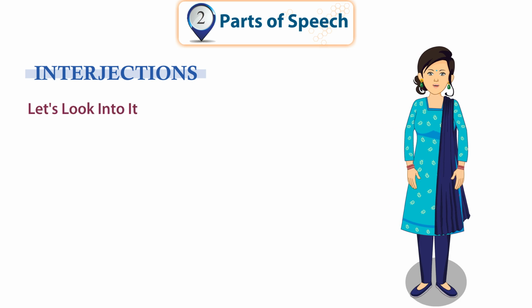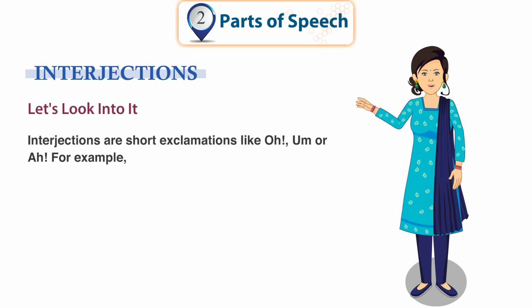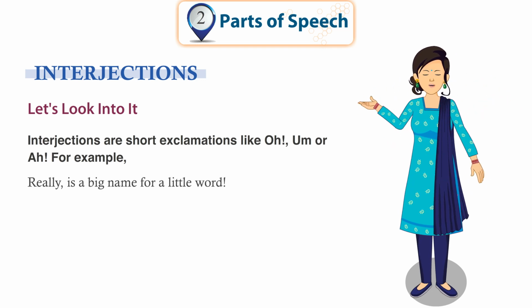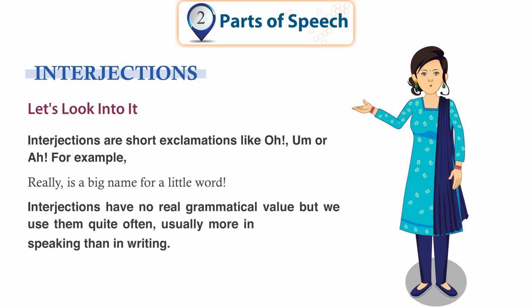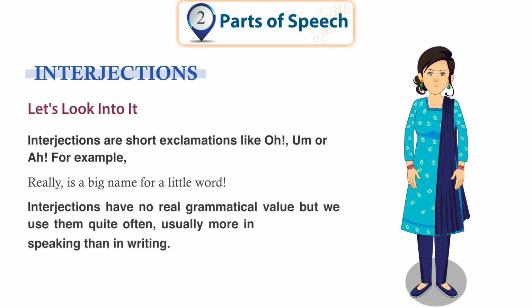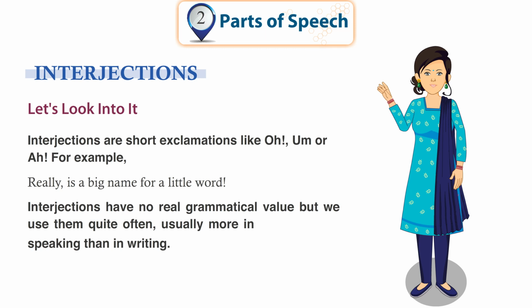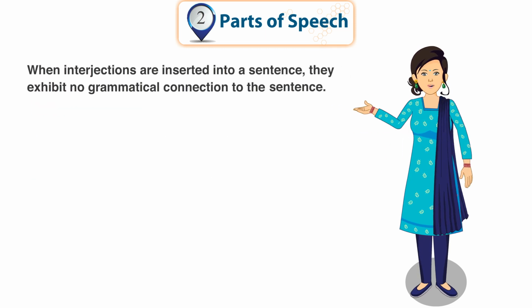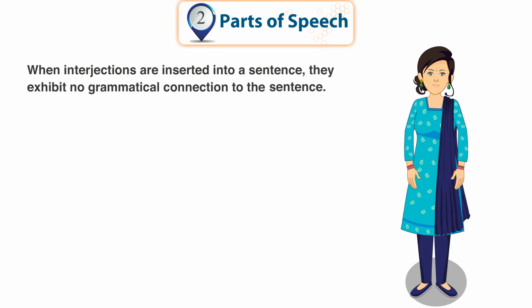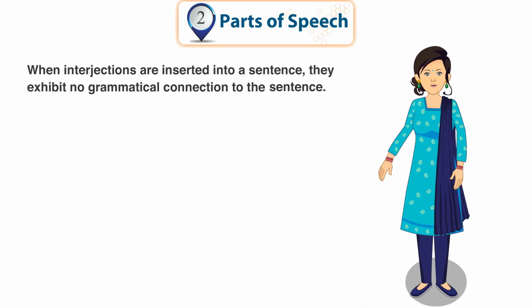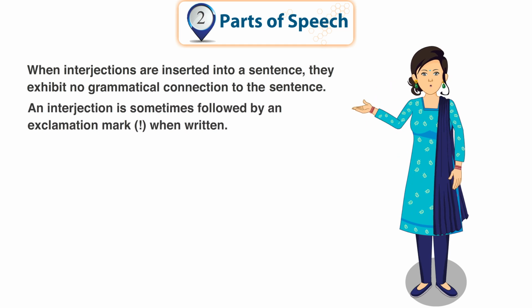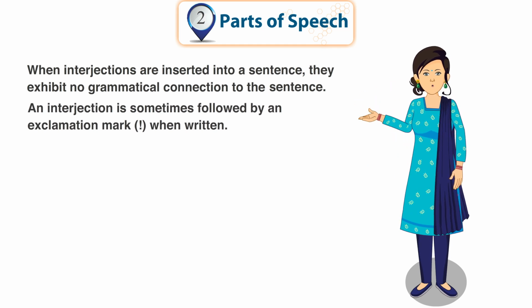Interjections. Let's look into it. Interjections are short exclamations like oh or ah. For example, "really" is a big name for a little word. Interjections have no real grammatical value, but we use them quite often, usually more in speaking than in writing. When interjections are inserted into a sentence, they exhibit no grammatical connection to the sentence. An interjection is sometimes followed by an exclamation mark when written.